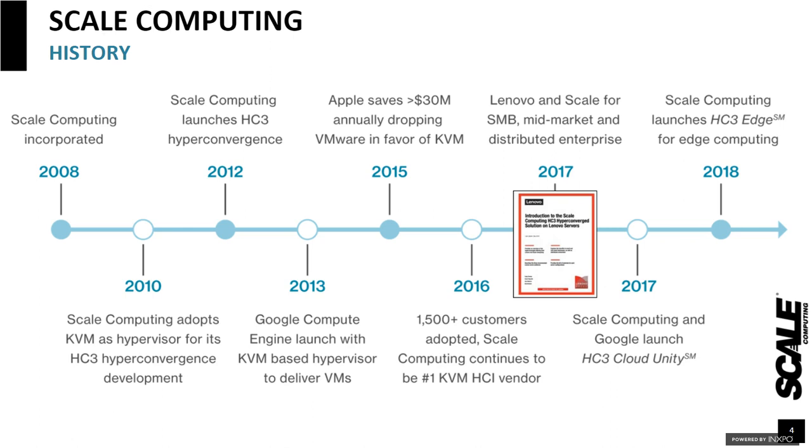And then in 2017, we also launched, you can kind of see how we foreshadowed in 2013 that Google uses KVM, our HC3 Cloud Unity platform, which is allowing us to do a hybrid cloud approach for DR as a service. So having an on-premise system and replicating to the cloud seamlessly, basically looking like it's still being administered on your existing network.